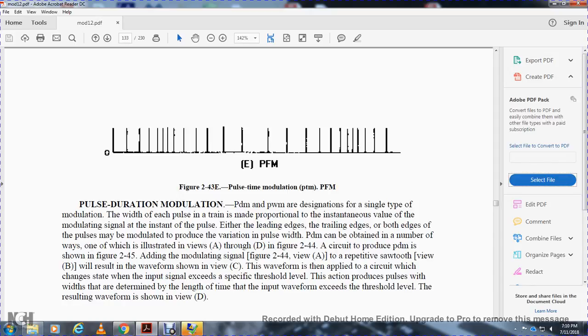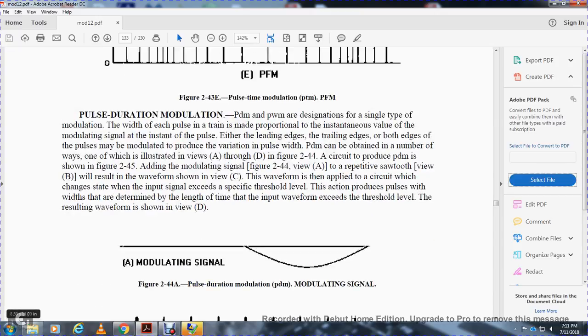Pulse duration modulation can be obtained in a number of ways, one of which is illustrated in views A through D in figure 244, and a circuit to produce pulse duration modulation is shown in figure 245. Adding the modulating signal in view A of figure 244 to the repetitive sawtooth in view B will result in the waveform shown in view C. The waveform is then applied to a circuit that changes state when the input signal exceeds a specific threshold level. The action produces a pulse which determines the length of time the input waveform exceeds the threshold level, and the result is the waveform shown in view D.